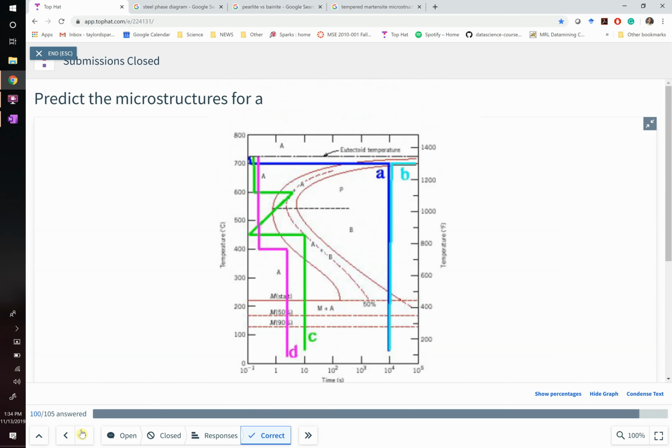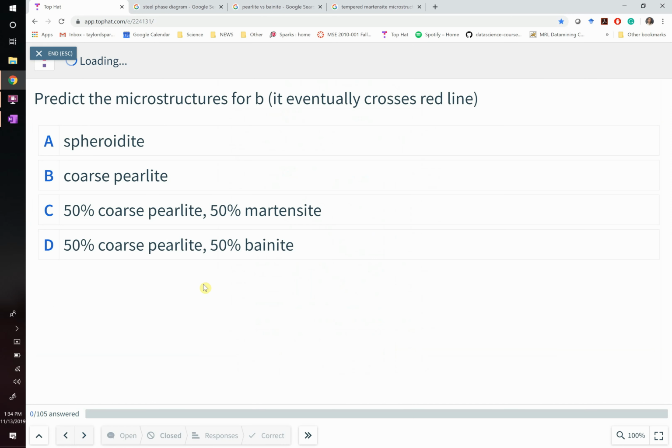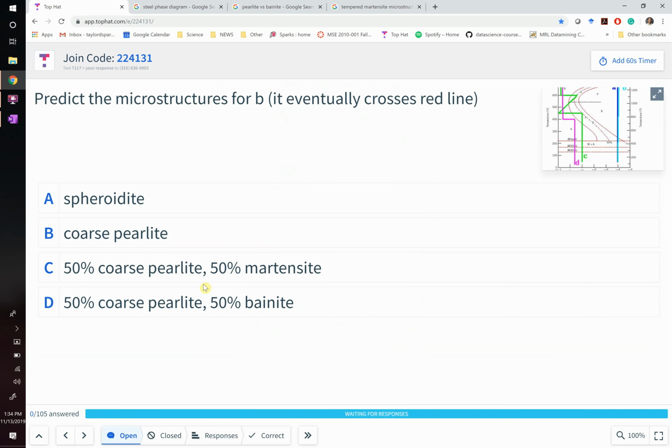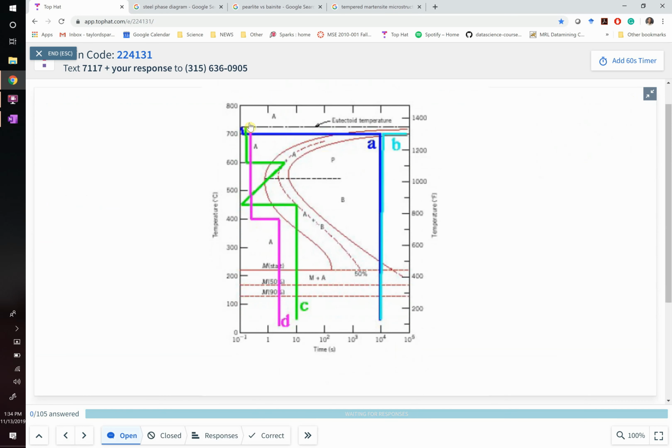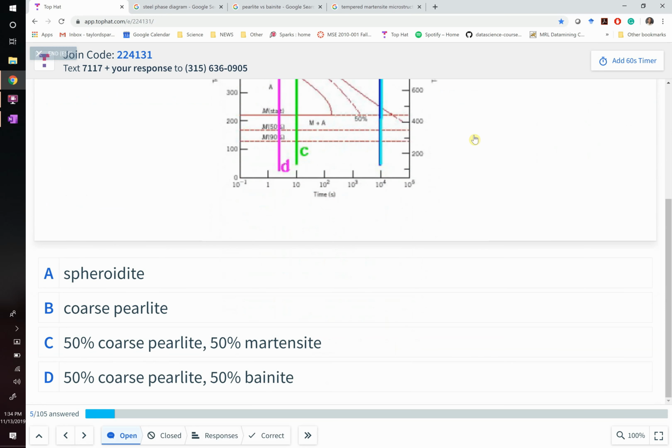Let's do another one. All right, how about this one? You're going to predict it for B. B was right next to A. Basically, you quench it, just like before, but now we're going to heat this thing back up and let it sit for infinite time. Is it spheroidite, coarse pearlite, a mixture of coarse pearlite and martensite, or a mixture of pearlite and bainite? Again, B, we're letting it sit a very long time at a very high temperature. Get your answers in.